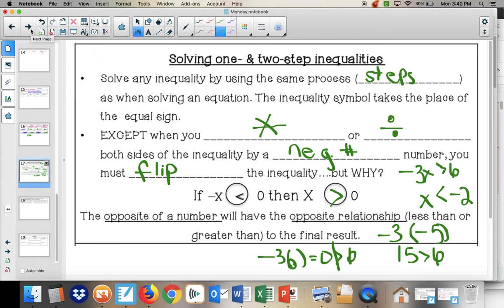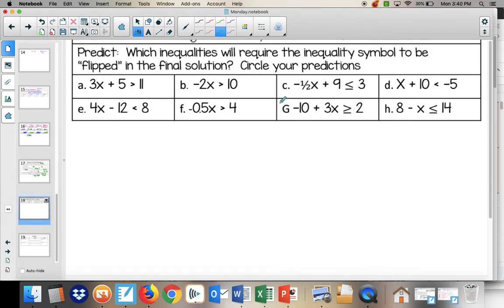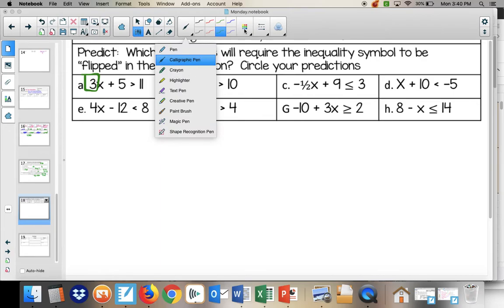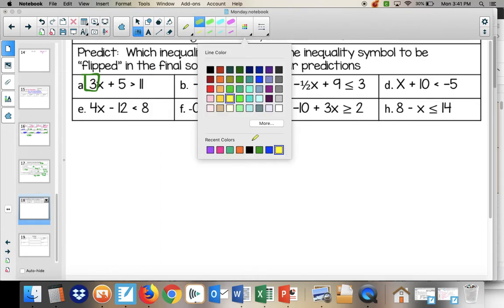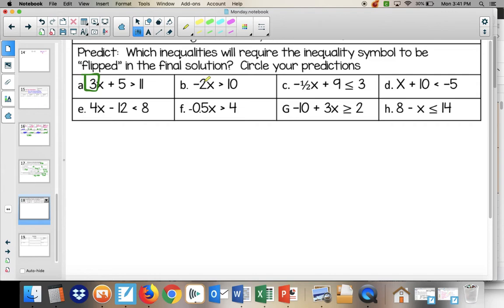All right, let's go through some problems here to be actually able to understand this more. At the very bottom it says predict. So don't solve, just predict. Which inequalities will require the inequality symbol to be flipped? What you are going to do is highlight the number that is before the x value. So the coefficient is what we're looking at.